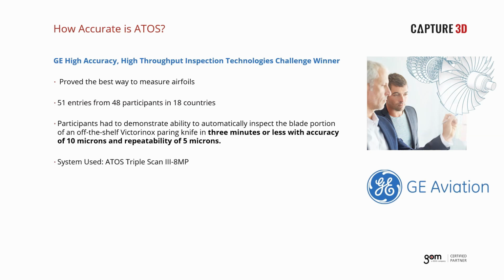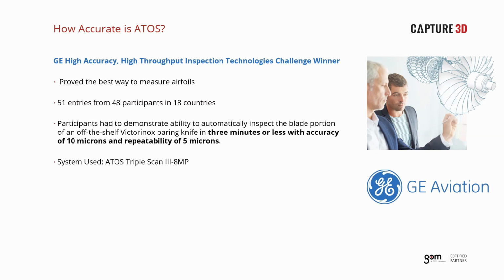ATOS came out on top, and it was because it was able to measure the part in the shortest amount of time, maintain the accuracy of 10 microns or less, and also meet the repeatability goal of 5 microns or less. It was a study performed using a semi-automated rotary table paired with an ATOS scanner that had triple scan technology.